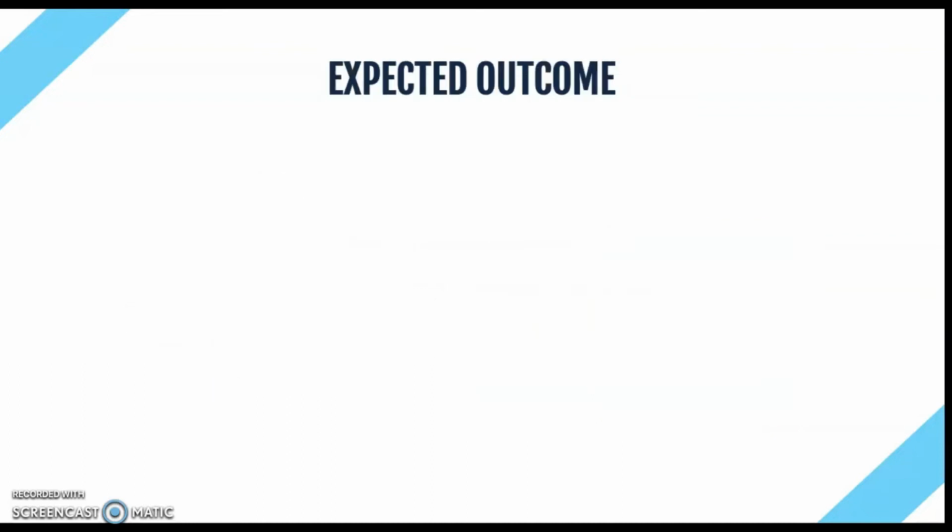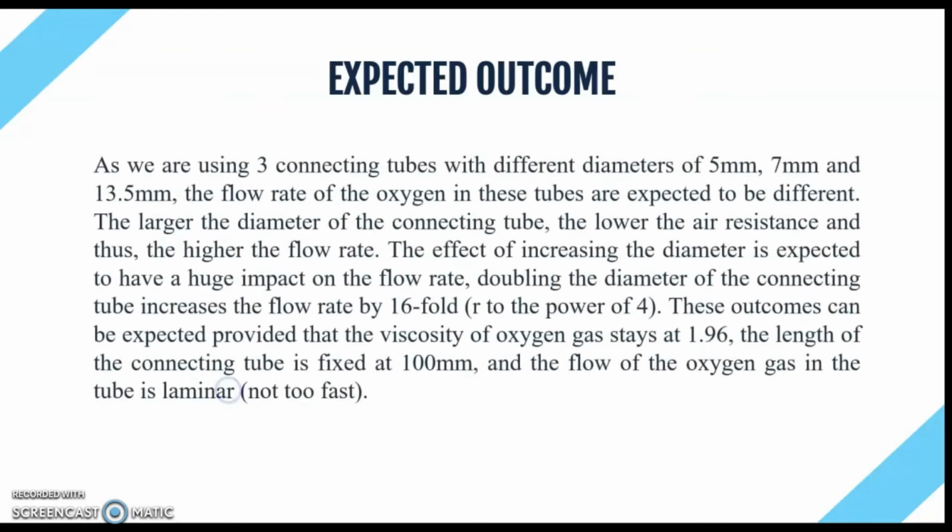Next, move to our expected outcome. As we are using 3 different connecting tubes with different diameters of 5 mm, 7 mm, and 13.5 mm, the flow rate of the oxygen in these tubes are expected to be different.